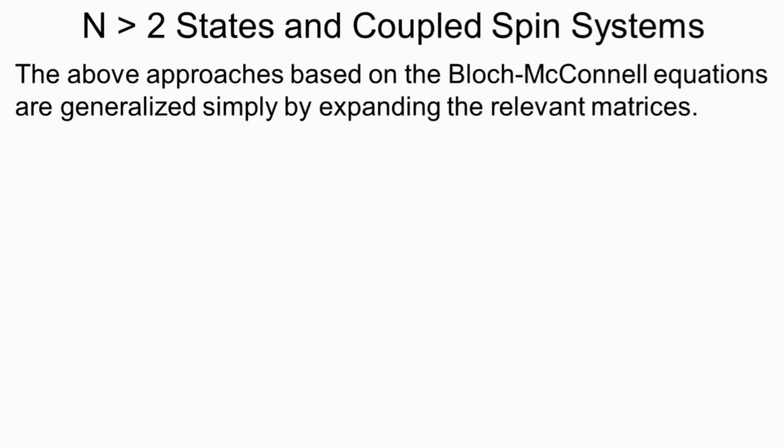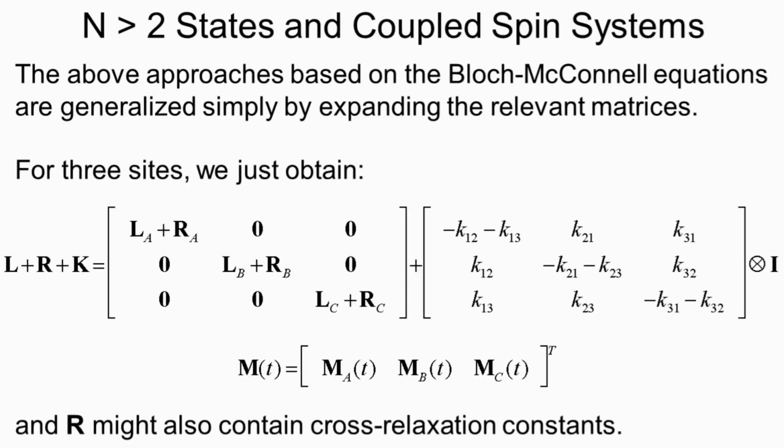Okay, that takes care of 2 states. We might wonder then, what about more than 2 states? And what about systems where we have couplings to take into account? So we can expand all of the above approaches to more than 2 states just by making the matrices bigger. There's nothing really new to be learned fundamentally.